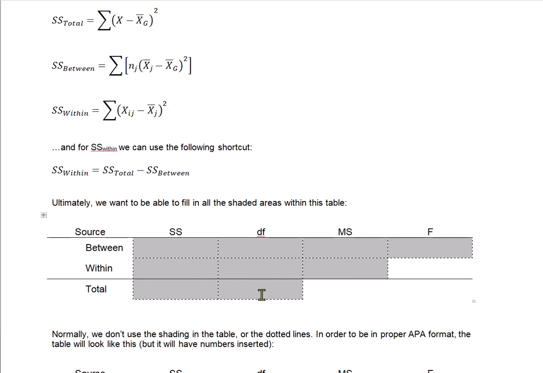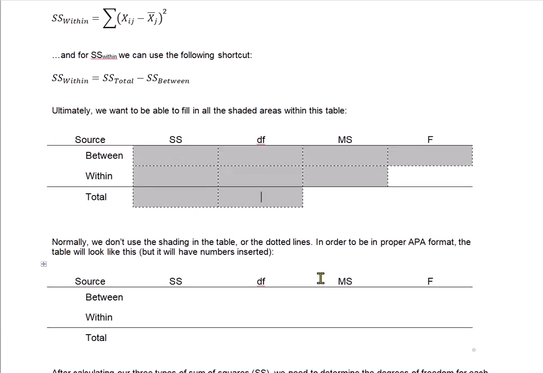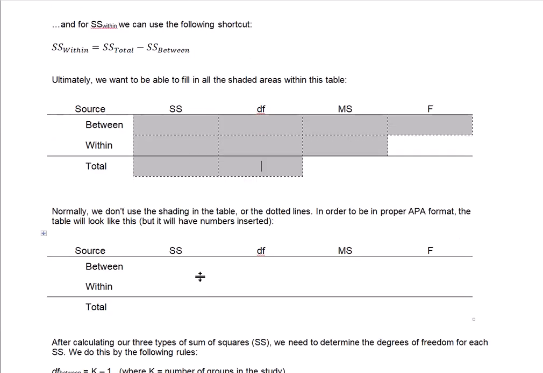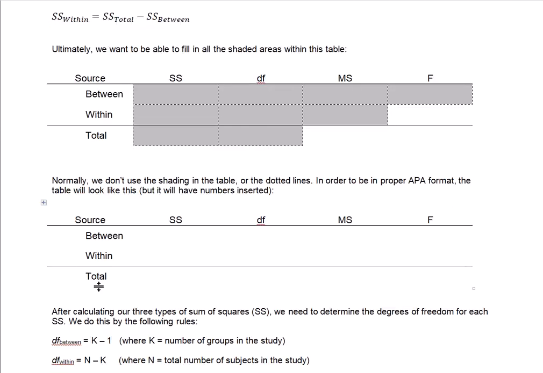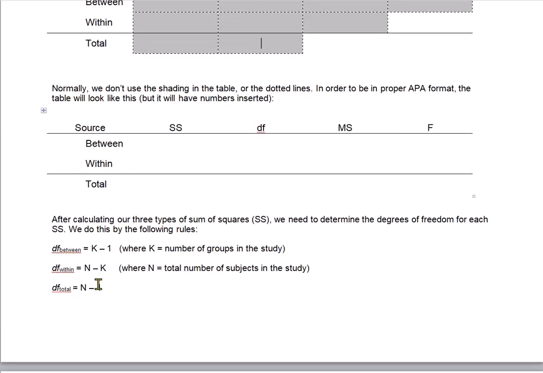This one is n minus k, and this is n minus 1. And the document that I provided walks us through that. So here's a blank version of the table. What I'm going to show you is the calculation of these numbers with an example. And then I'm going to open up an SPSS file and show you how to enter the data.